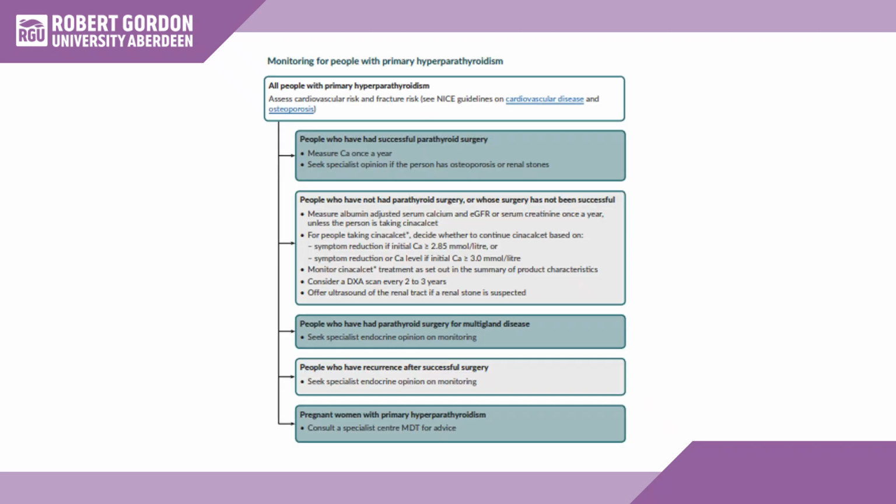And then monitoring of people with primary hyperparathyroidism is important. I thought I would include this here. That guidance, it's a treatment and monitoring two-page NICE summary. I thought I would include it here as well. So important here, it does recommend assessment of cardiovascular risk and fracture risk in all people with primary hyperparathyroidism. And this is something we could certainly be involved with, and also making sure this is followed.